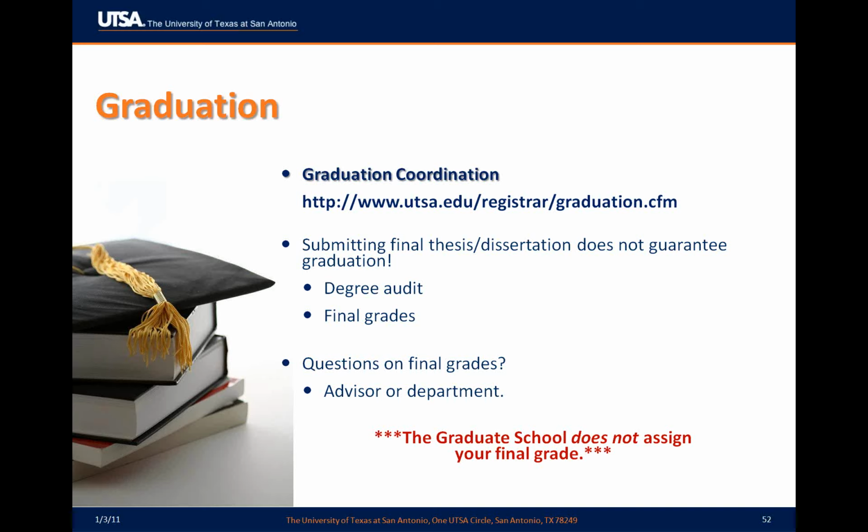Now, one thing to keep in mind is that submitting your final thesis or dissertation does not guarantee graduation. In order to graduate, your degree audit has to go through and your final grades have to go through. So if you have questions on final grades, those need to be directed to your advisor or to your department. The graduate school does not assign your final grade. Sometimes it takes a little while for grades to roll, so keep that in mind. But like I said, if you have questions on final grades or anything like that, please go through your department or through your advisor.